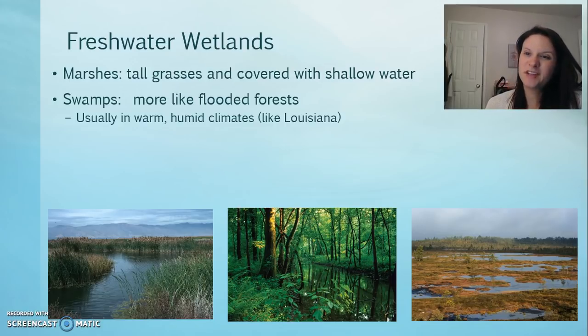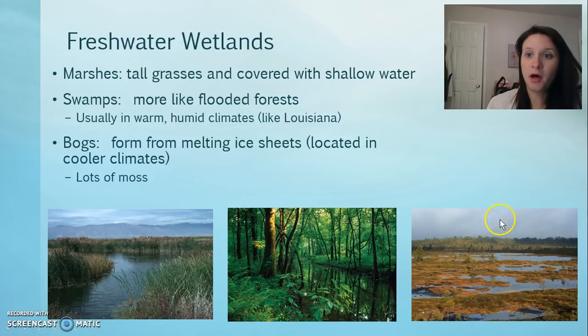So usually you're going to find swamps in warmer, humid climates, places like Louisiana, down by the Gulf, or Florida, regions like that. And the third kind is a bog.